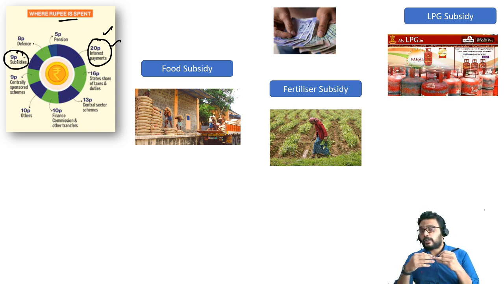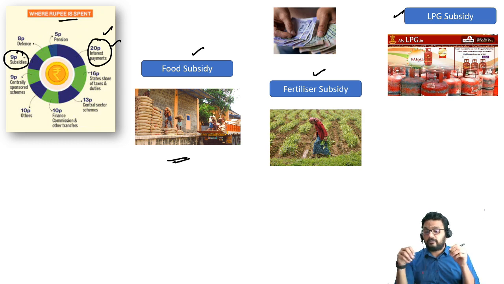So major important subsidies, what the government gives as part of its expenditure, will be the food subsidies, fertilizer subsidies and LPG subsidies. In your preliminary examination, such a question might be asked on the expenditure part: which subsidy is being given the highest expenditure? That is the food subsidy.